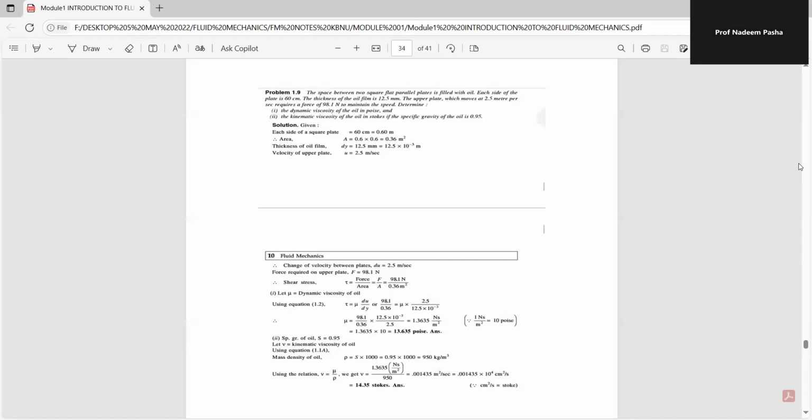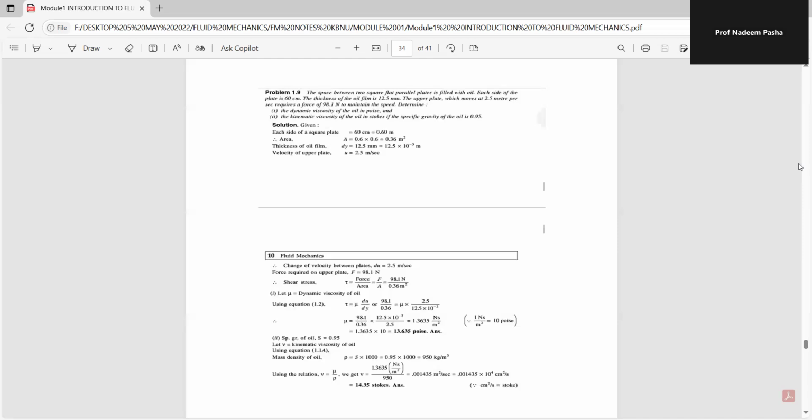So first we will write down the things which are given to you. Each side of the plate is 60 centimeter, so it comes out to be 0.6 meter. Because it is a square plate, the area will be a square: 0.6 into 0.6, so it comes out to be 0.36 meter square. Now the thickness of the oil film dy is equal to 12.5 mm, which is 12.5 into 10 raised to minus 3 meter.